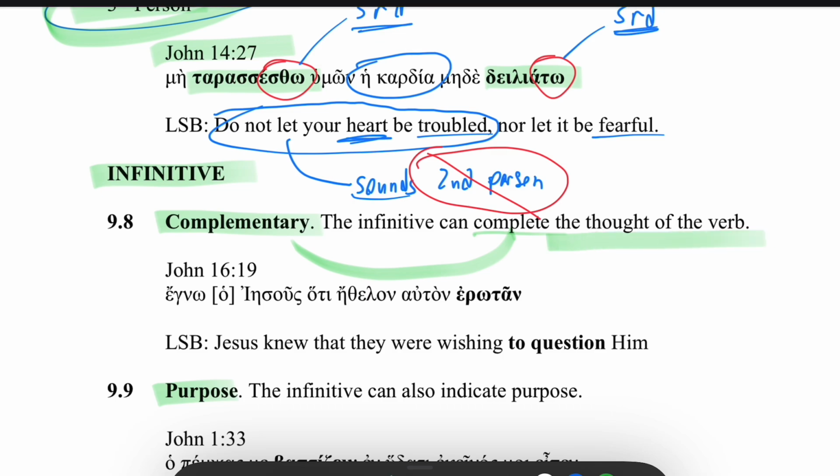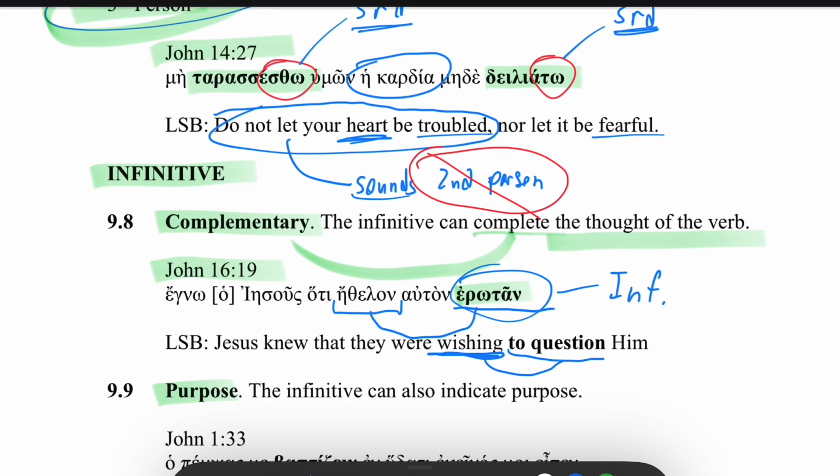So the example here in John 16:19, egno ha Iesus hati elthelon auton eroton. This eroton is in the infinitive, and it's connected directly to the they were wishing here, the ethelon. So they were wishing to question. It's the complement to that verbal idea, so it kind of completes the thought of the verb.